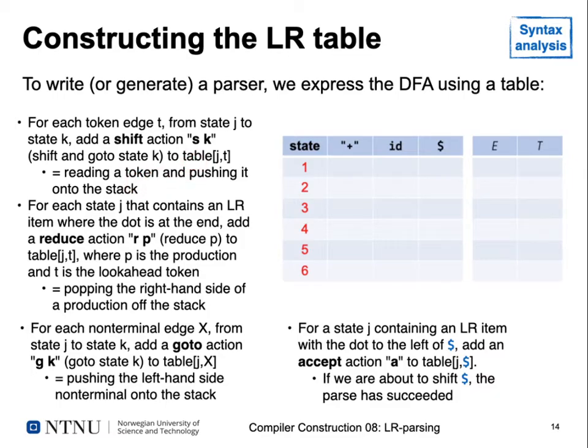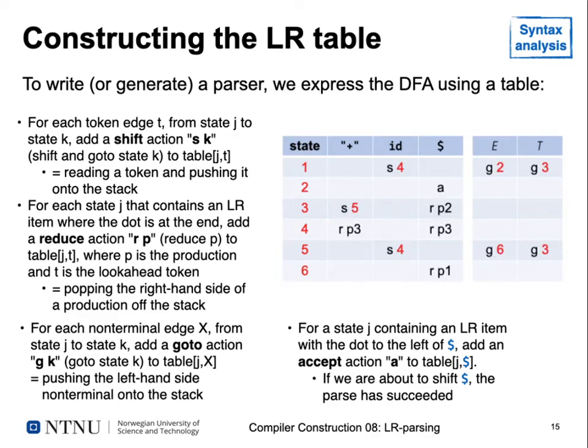Now the additional action we wanted to add is the accept action. So for a state j that contains an LR item with a dot to the left of the dollar, we add an accept action, which is just A, to our table, which has the special input symbol dollar here. So essentially it would be somewhere here, and this would indicate our parser can finish and is completed because it has successfully parsed all the input string if we're about to shift dollar.